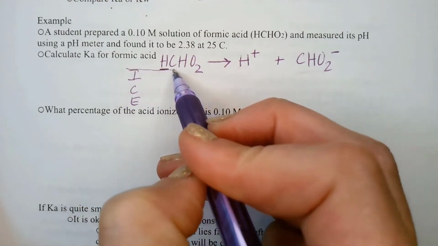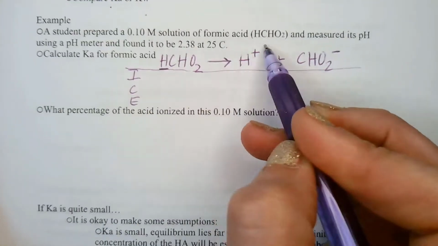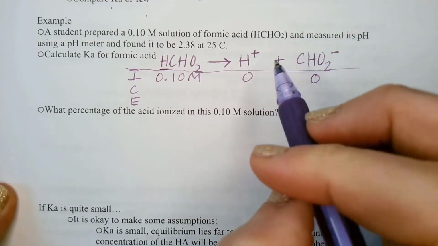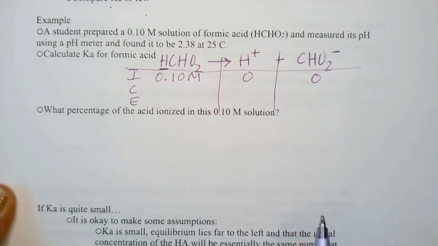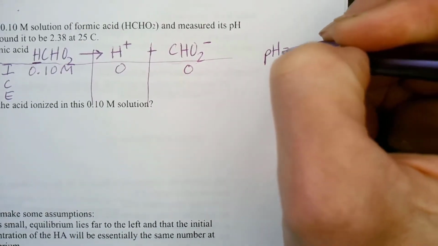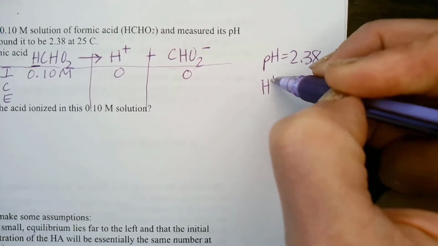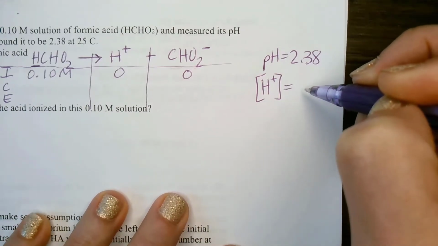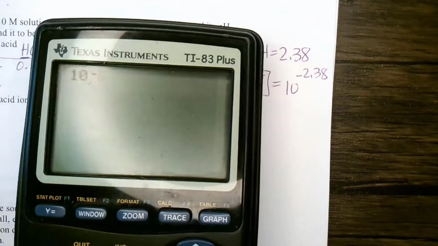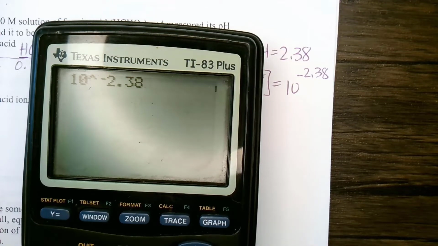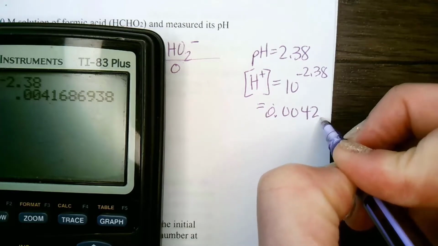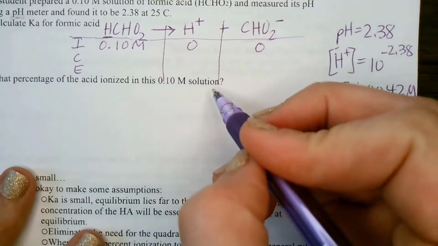All right, let's look at this. We were told that initially I had 0.1 molar solution of my formic acid. And I did not have any of my product. We're just going to draw our little grid chart here. And then we were told at equilibrium, the pH was 2.38. Well, if we know that our pH was 2.38, we can find our hydrogen ion concentration, remember, by doing 10 to the negative 2.38. And if we take our calculator here and do 10 to the negative 2.38, we get a hydrogen concentration of 0.0042 molar. All right, so let's plug that in here at equilibrium, 0.0042.